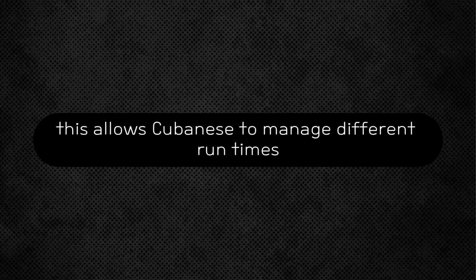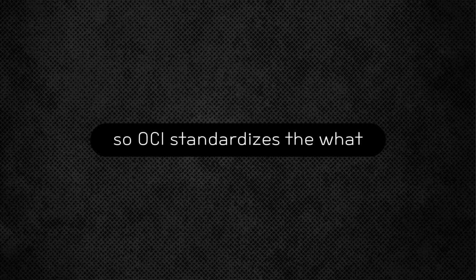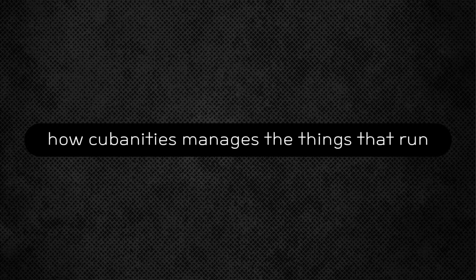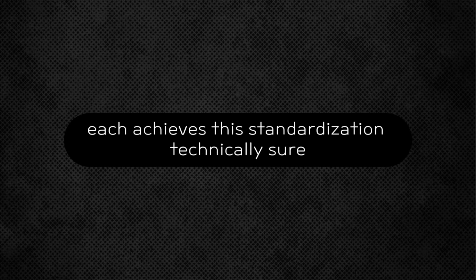This allows Kubernetes to manage different runtimes easily. That music analogy really clicks. So OCI standardizes the what, the container image and its execution, and CRI standardizes how Kubernetes manages the things that run the what. Yeah. Can you briefly recap how each achieves this standardization technically?